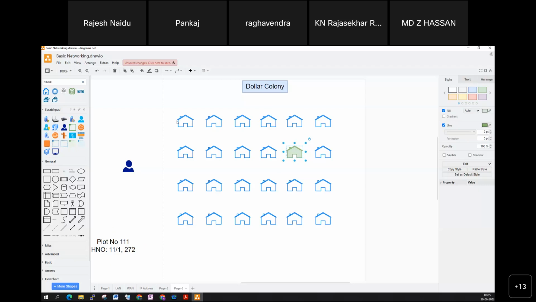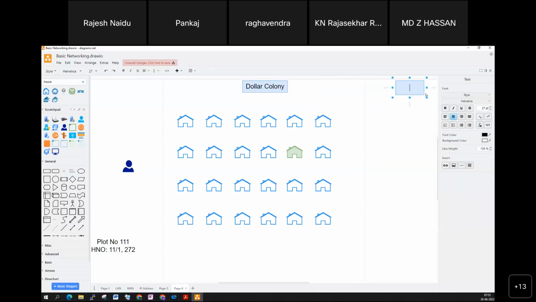So how are they identified? That's very difficult to understand here. So now I am explaining this. Suppose this Dollar Colony is in one of the big cities. The city is Hyderabad. In this city, this colony is one of the small colonies in one particular location.